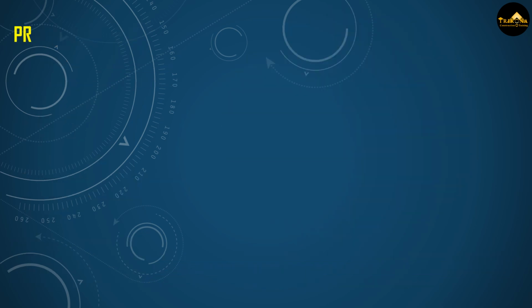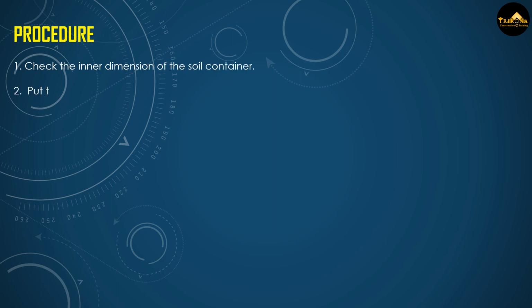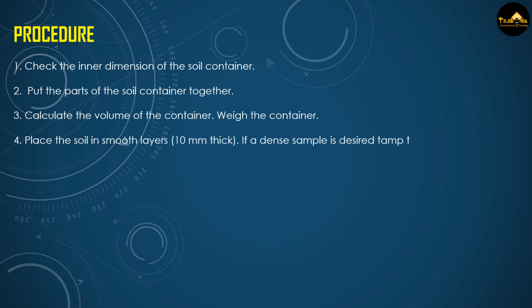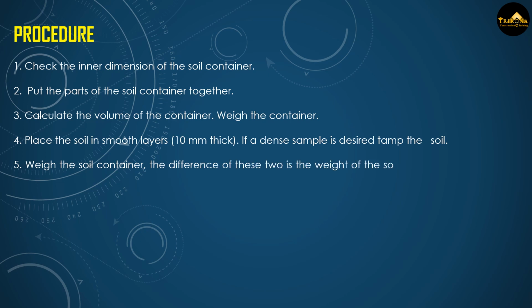Procedure: check the inner dimension of the soil container. Put the parts of the soil container together. Calculate the volume of the container. Weigh the container. Place the soil in smooth layers, 10 mm thick. If a dense sample is desired, tamp the soil. Weigh the soil container. The difference of these two is the weight of the soil. Calculate the density of the soil.